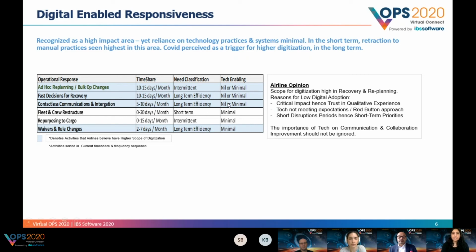And they felt that there were nil or minimal technical tools that supported them in that area. Recovery, fast decision making, information or decision support. They didn't feel that there were enough tools there, and they also felt that it's a long-term technology enabling that can happen, because that's not just COVID specific, but a long-term thing.